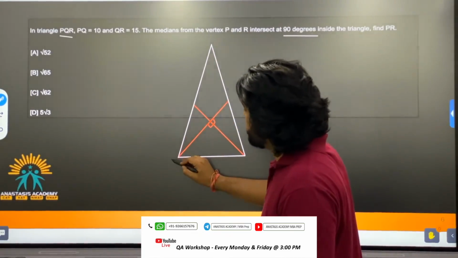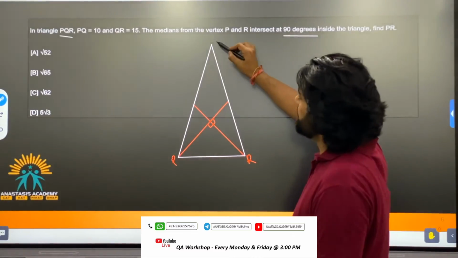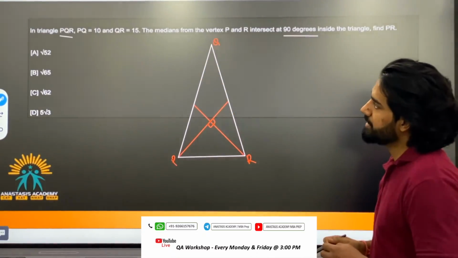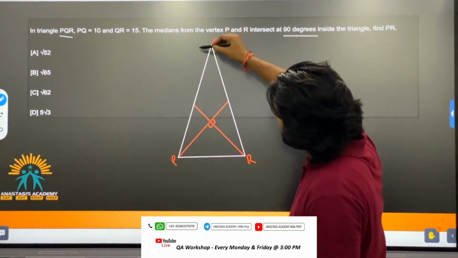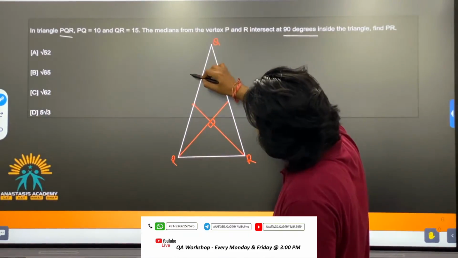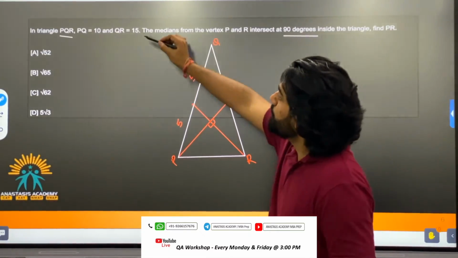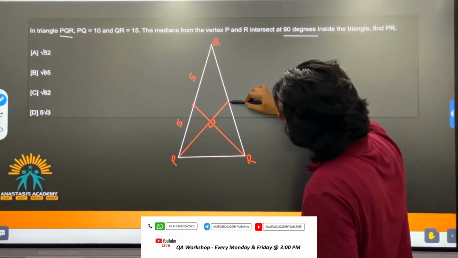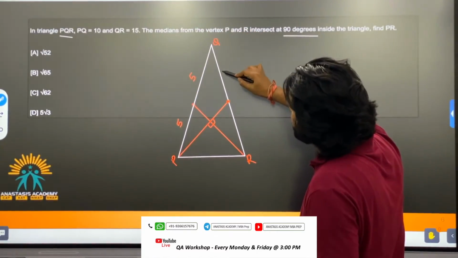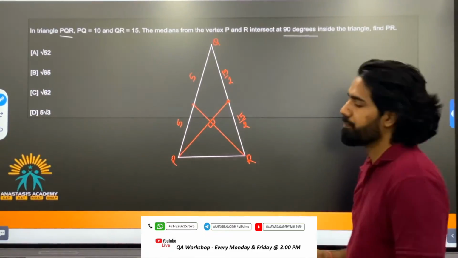So vertex P and R, and medians are drawn from these two vertices. This is Q. The length of side PQ is given as 10. PQ, the whole length is 10, and this is the midpoint of this line. So this length is 5, this length is also 5. Now QR is given as 15. So this is the midpoint of QR. This length is 15 by 2 and this is 15 by 2.